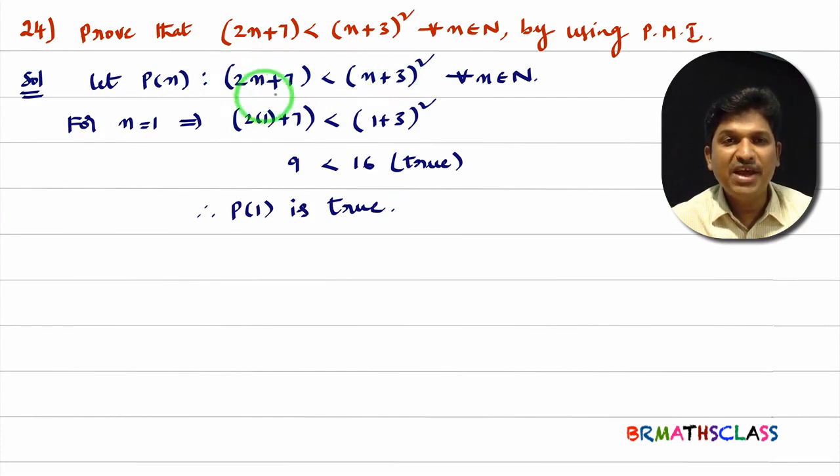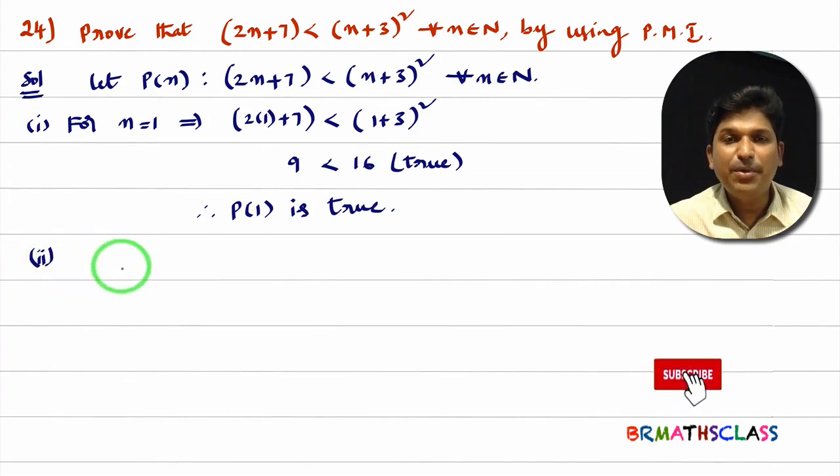You see this left hand side part, this will become 9. In the right hand side part, if we put n equal to 1, 1 plus 3 is 4, 4 square is 16. What did I get here? I got 9 is less than 16. Is 9 smaller than 16? Of course, it is true. That means this statement is true for n equal to 1. So what can I say? I can say that P of 1 is true. So the first part of this problem is completed.